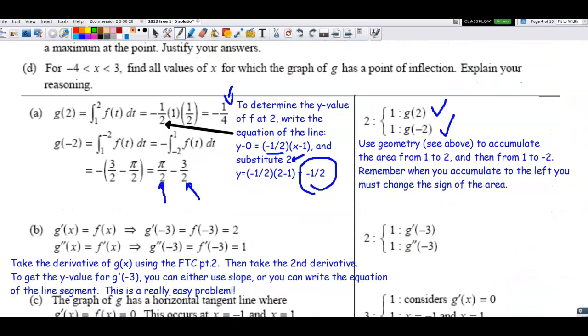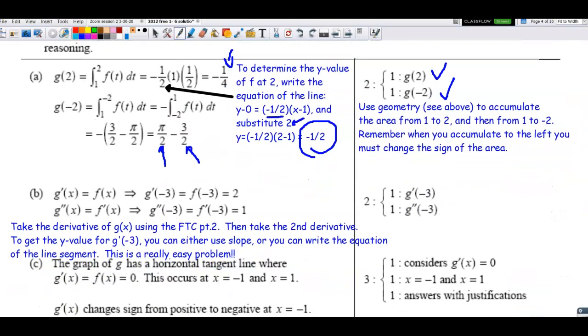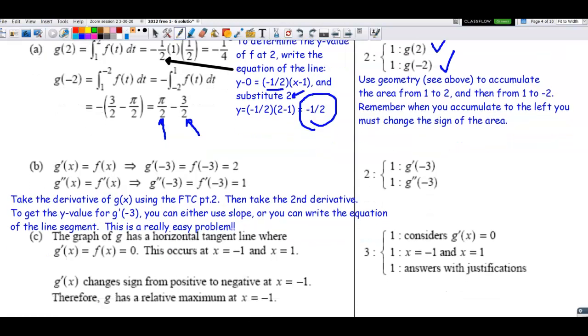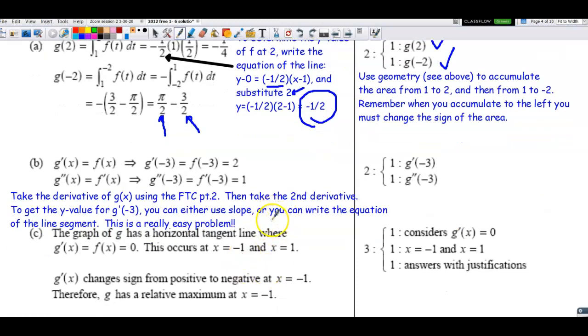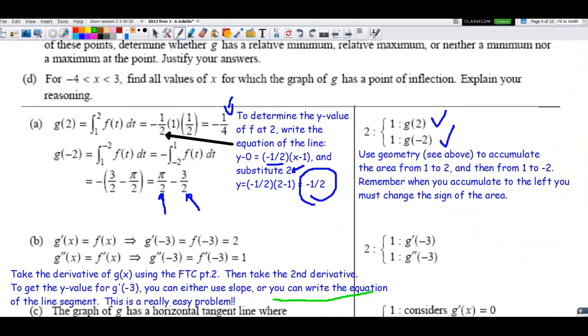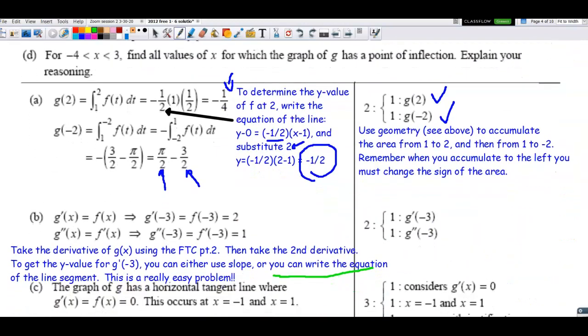I don't think I wrote the equation of a line to get it. I guess you could do slope, rise, and run to get it as well. Yeah, that's what I said down here. You can write the equation of that line using the slope and one of the points. So you would find the slope, the rise, and the run here, and use one of these 2 points, and then substitute in -3 to get that y value of 2.